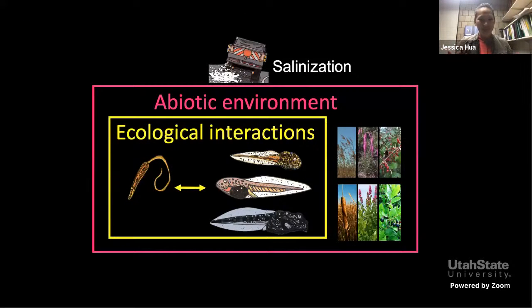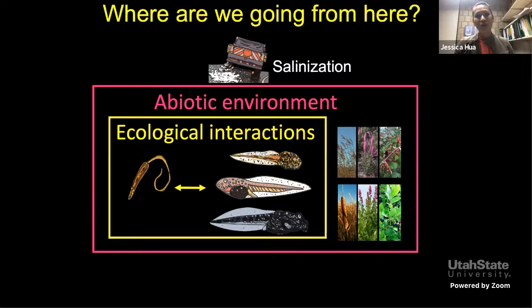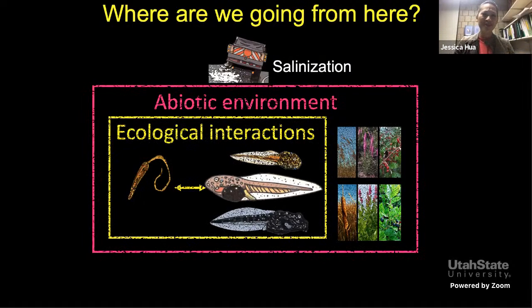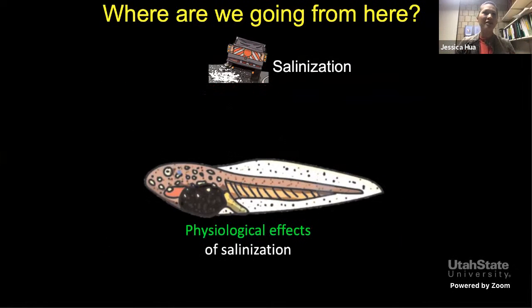So thus far, I've talked a lot about how my lab has worked to integrate more and more ecological complexity. Where do we hope to go from here? We're actually hoping to zoom in a little bit more to understand what the mechanisms are. Why are some tadpoles more tolerant to contaminants than other populations of tadpoles?